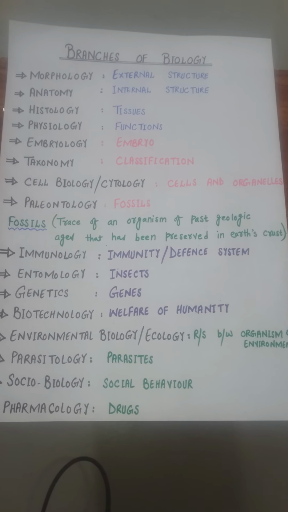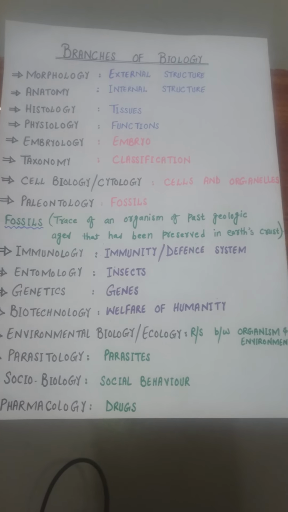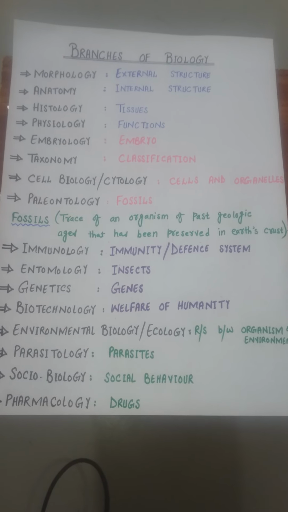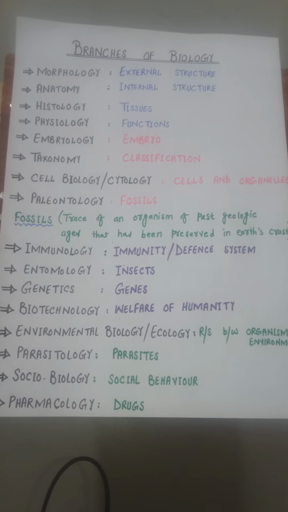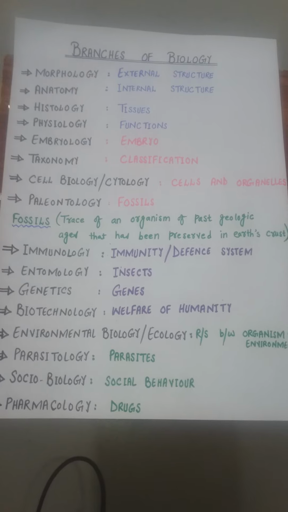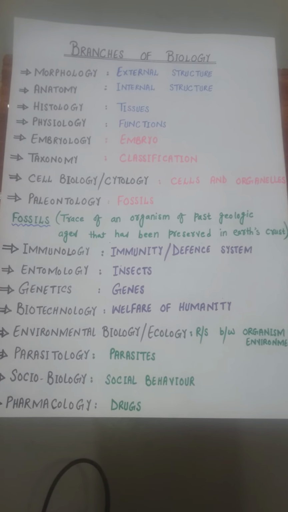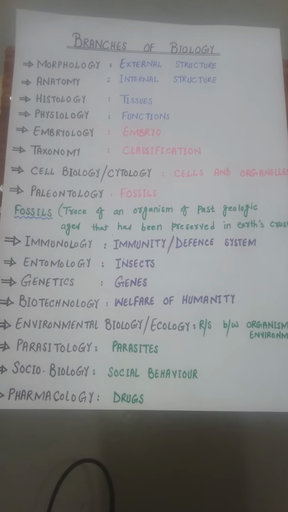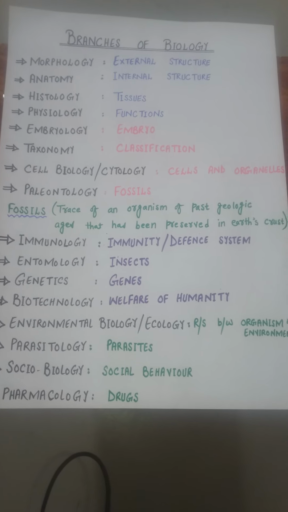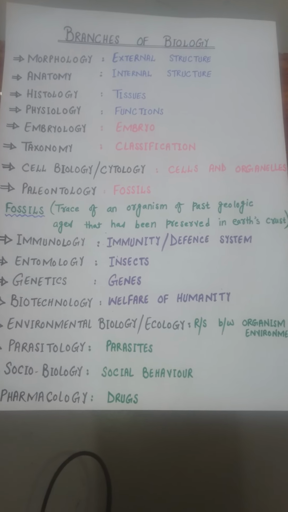Taxonomy. The key word for taxonomy is classification. What is classification? Classification means the naming and arrangement of the living organisms into groups and subgroups, and this is called taxonomy.